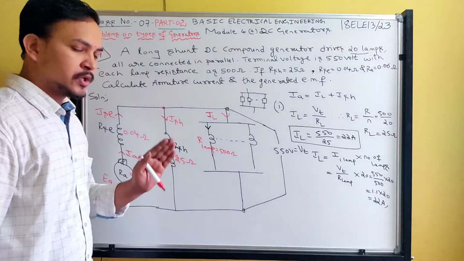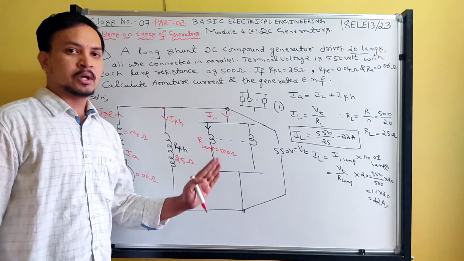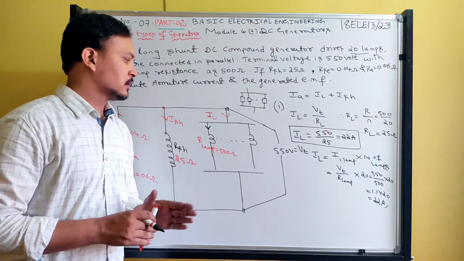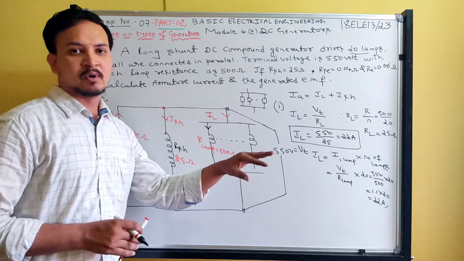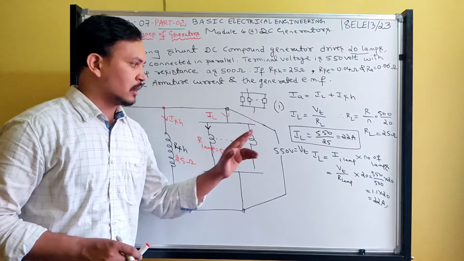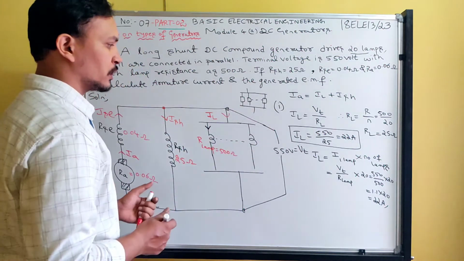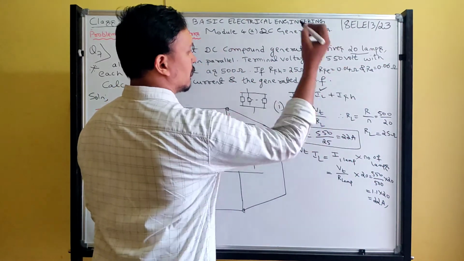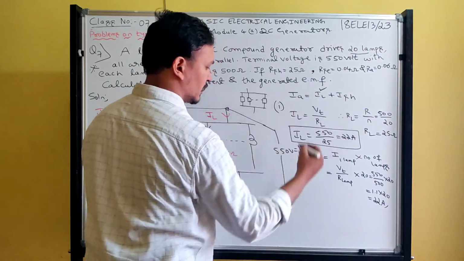It varies from student to student how he or she analyzes the problem, and based on that the solution will be slightly different. Ultimately, you will get the same answer for the load current. Guys, copy down both the methods. Next, the load current is calculated; now calculate the shunt field current.